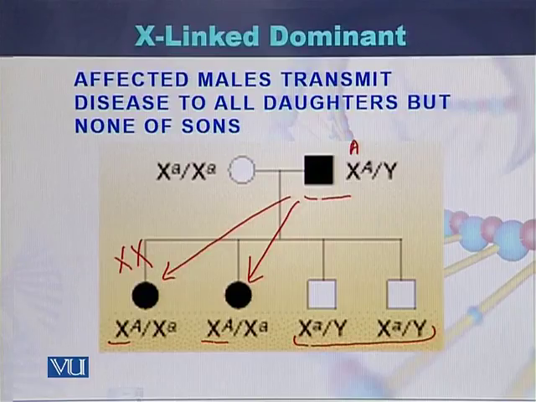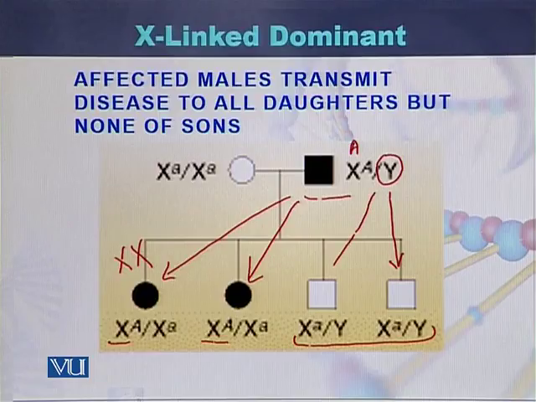In case of sons, the father will transfer the Y chromosome. So the Y chromosome would be transferred to the sons. There is no affected allele on the Y chromosome, so the sons will be normal. So in case of X-linked dominance, the affected males would transfer the disease to all the daughters, but they will not transfer the disease to any of the sons.